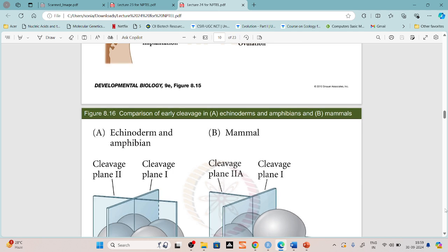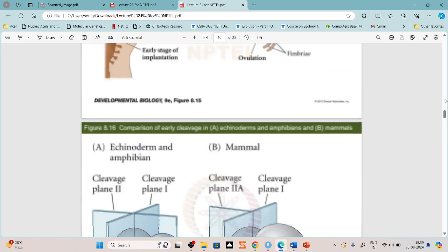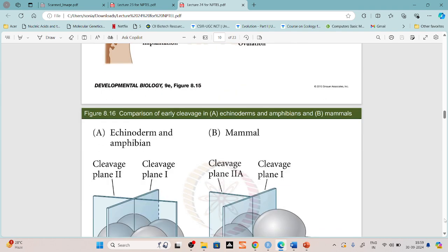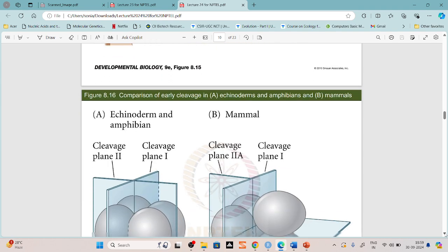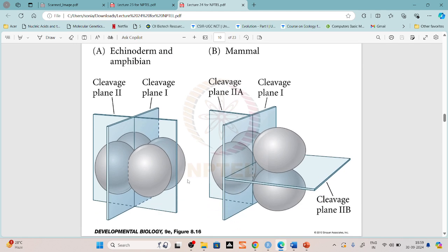And then the cleavage is asynchronous. That means in many directions the cleavage is taking place. Synchronous means that the cleavage plane remains the same. But here you can see the first cleavage plane is this, then the second cleavage plane can be this and this. So it is an asynchronous cleavage that takes place.